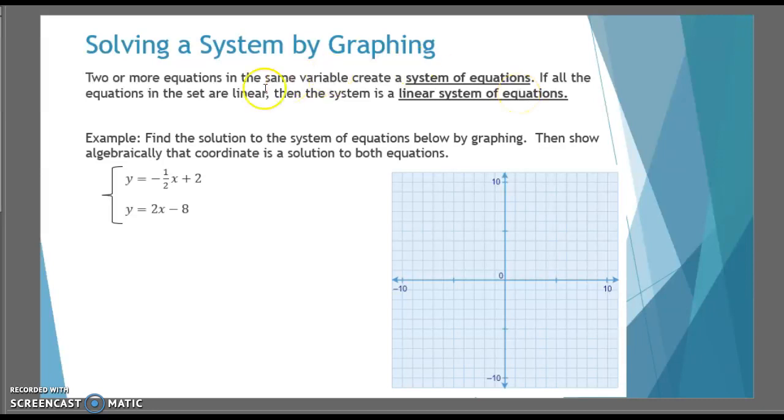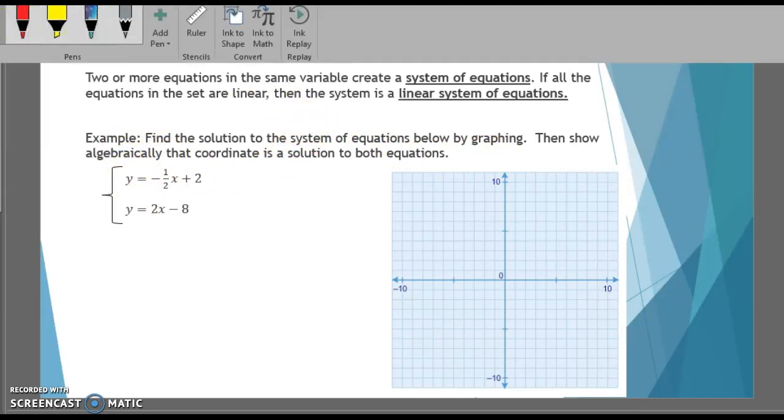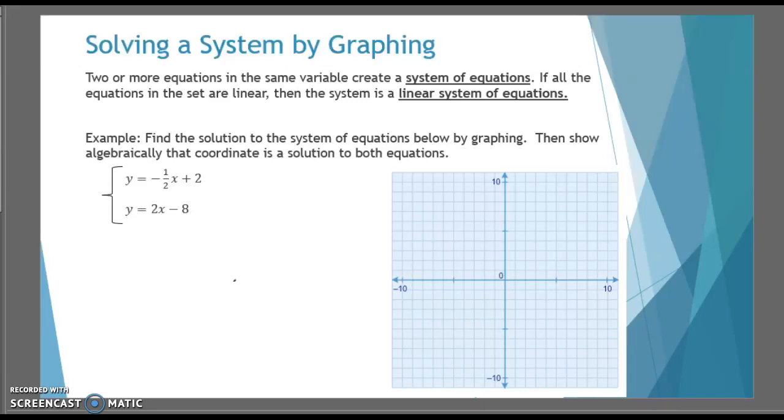Okay? So here's an example. Find the solution to the system of equations below by graphing, then show algebraically that the coordinate is a solution to both equations. So we're going to graph both of these lines and then find the point of intersection. So I'm going to grab my pen and we're going to graph.